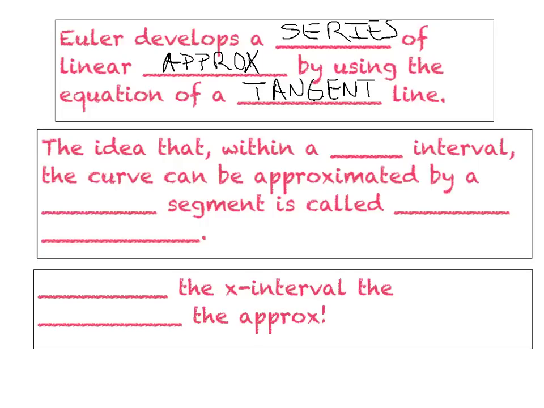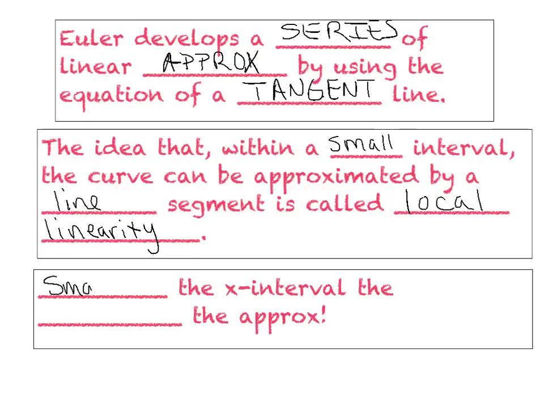All right. Now, the idea that within a small interval, and that's the key, we don't want these lines to run too far, we cut them off after just a short distance, the curve can be approximated by a line segment is called something very special, local linearity. And that's just the idea that no matter how curvy the curve is, you can zoom in enough to the point where it starts to become and act like a straight line. And then, of course, the smaller the x interval, the better the approximation.